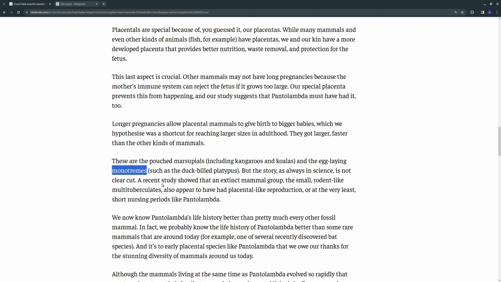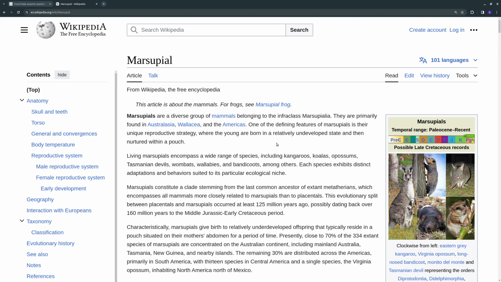So marsupials and monotremes. Ideally, you should be checking out what marsupials and monotremes are and the different categorizations. This is a wiki page. Marsupials are a diverse group of mammals belonging to infraclass Marsupialia. They are primarily found in Australia and the Americas. One of the defining features of marsupials is their unique reproductive strategy, where the young are born in a relatively underdeveloped state and then nurtured within a pouch. Living marsupials encompass a wide range of species, including kangaroos, koalas, opossums, Tasmanian devils, bandicoots, and different kinds of animals, even the ones that we don't see with a pouch. So anyway, this is marsupial.